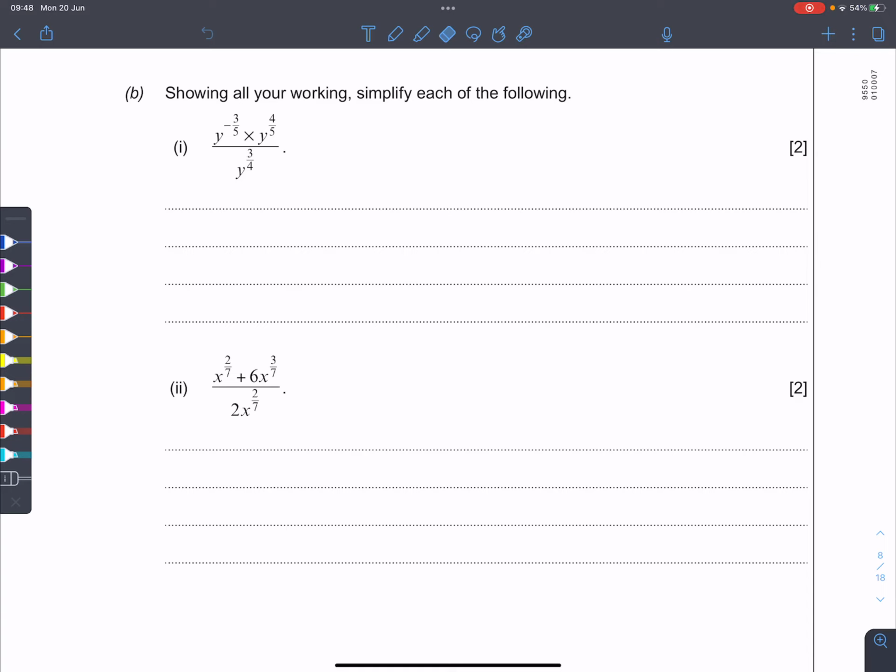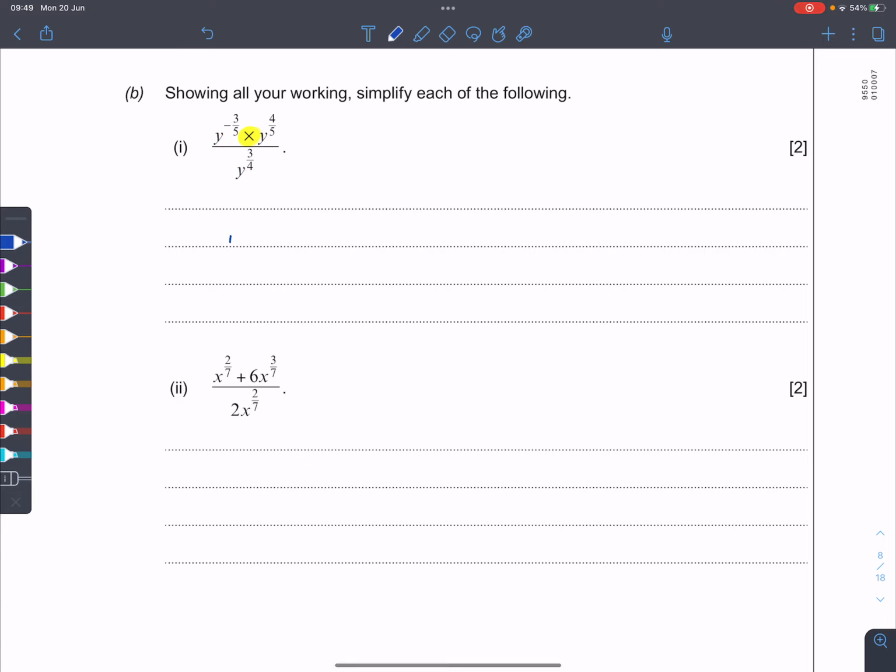Okay, so part B is an indices question where you have to simplify each of the expressions. Now, the key thing to look for in these questions is here on the numerator, we've got a multiplication, and we have a divide. And if we have that, we can use the indices laws, which tell us that when we multiply things that have the same base, and they've all got a base of y, we can add the powers, and when we divide, we can take them away.